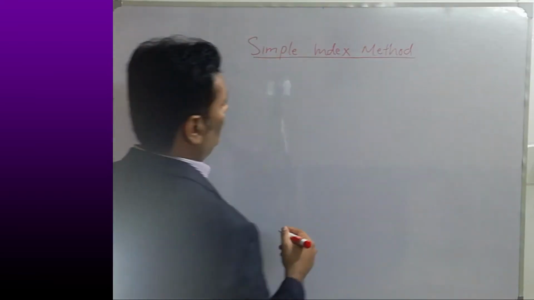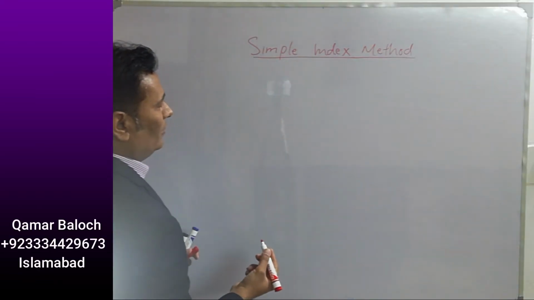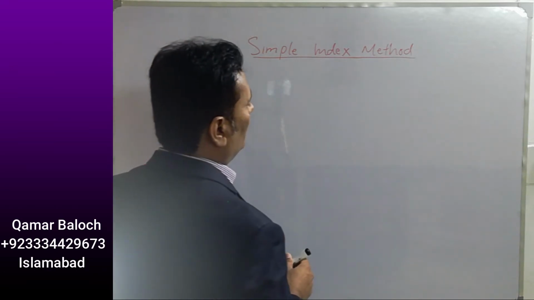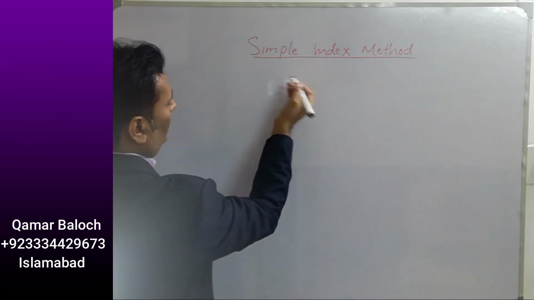Now coming to the two methods that are used to calculate rate of inflation, and those include number one, simple index method, and number two, weighted index method. Simple index method. Through the simple index method, we are provided with only information of 2 years prices. For example, we have 2 years.